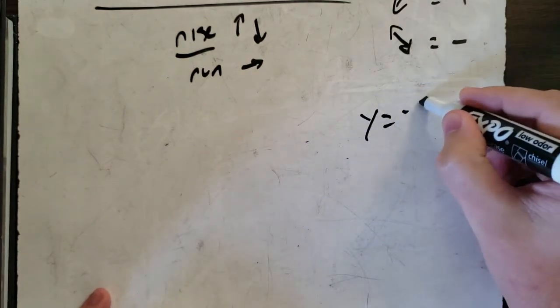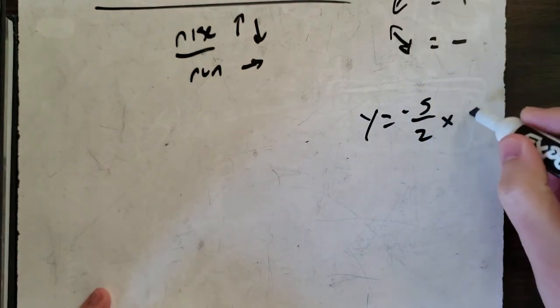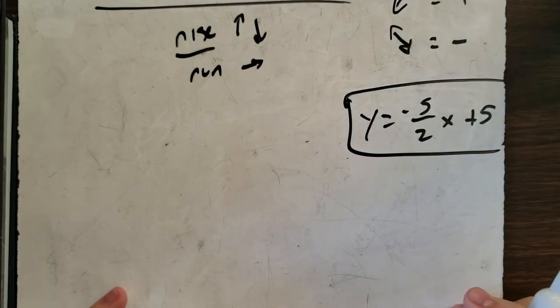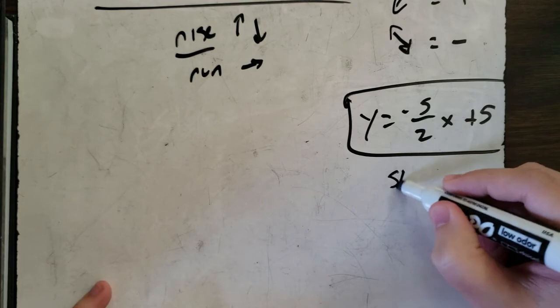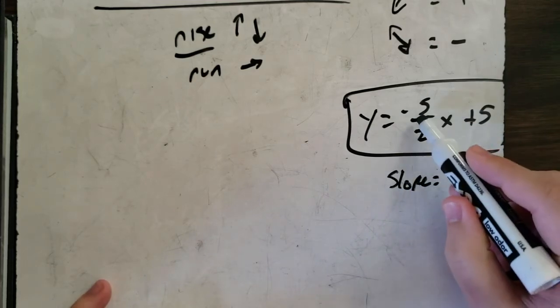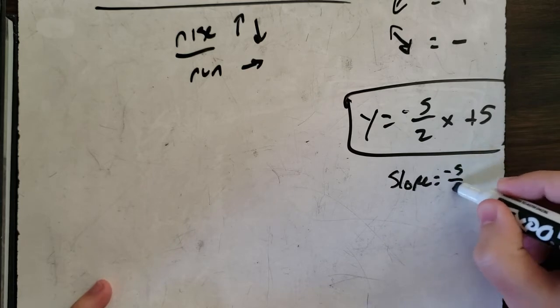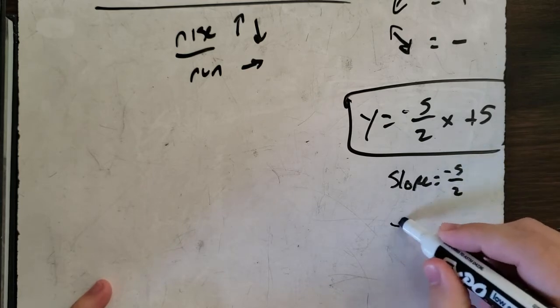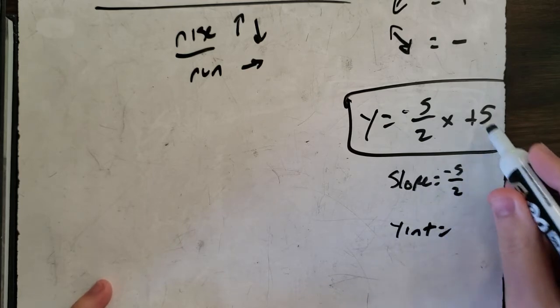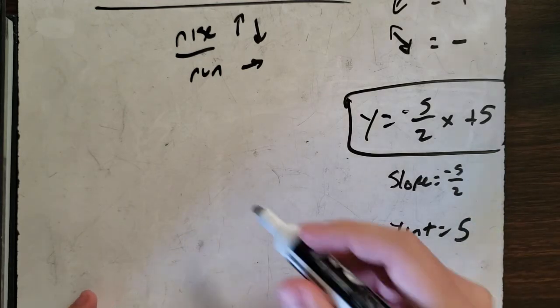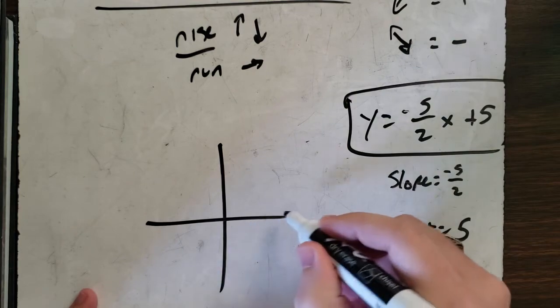Y equals negative 5 over 2x plus 5. Okay? So our slope, attached to our x, it's negative 5 over 2. So negative 5 over 2 is our slope. And our y-intercept is 5. So let's draw our graph.